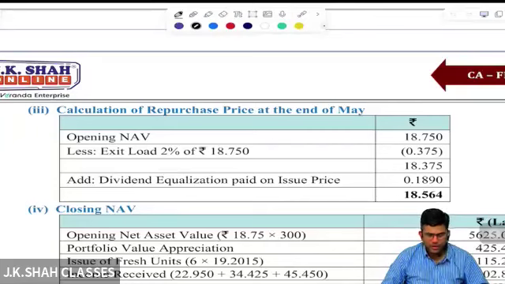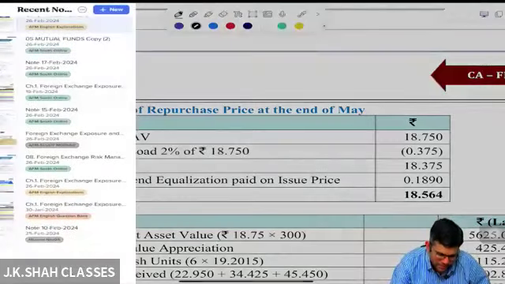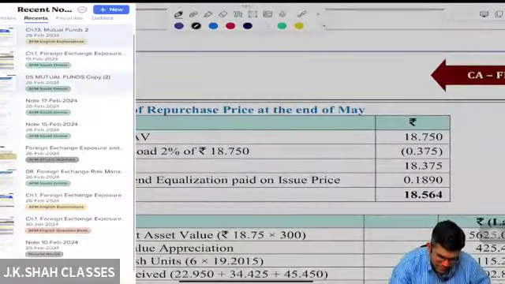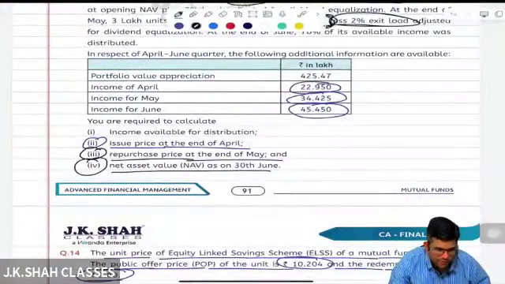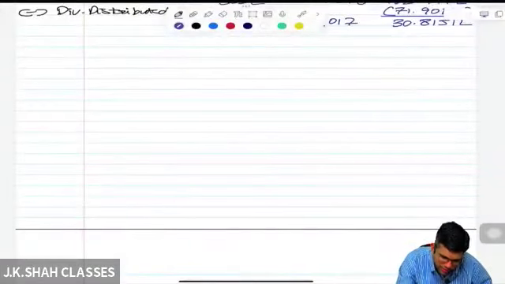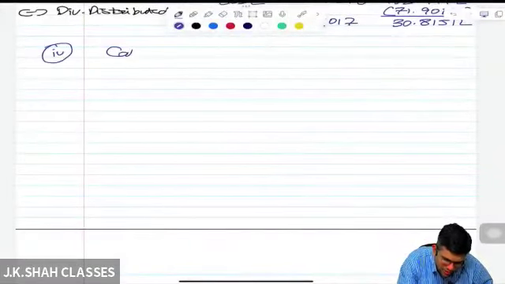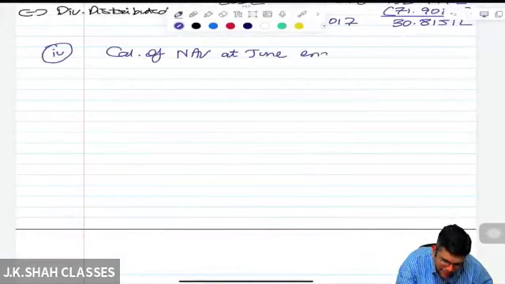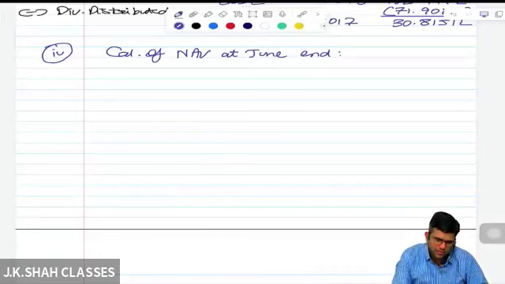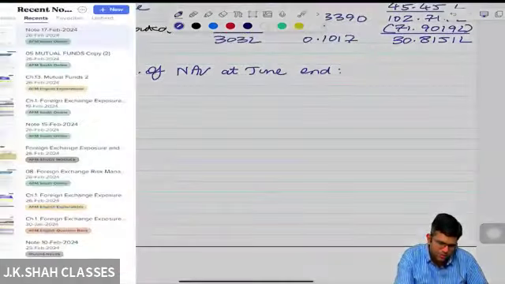18.564, I'll go ahead. Now, Sandeep, okay, thank you. Last point they are asking you, find the NAV. So write it with me now. Point number 4. Calculation of NAV at June end.